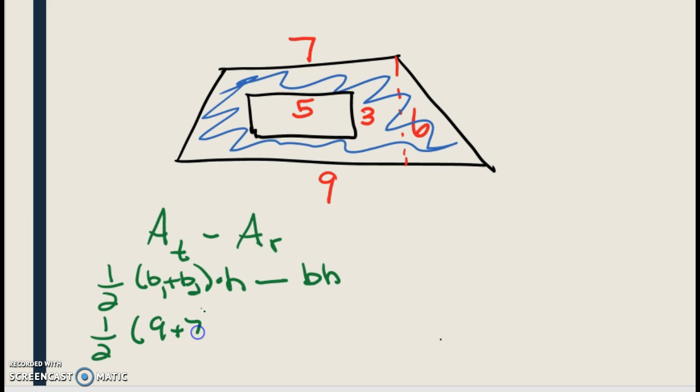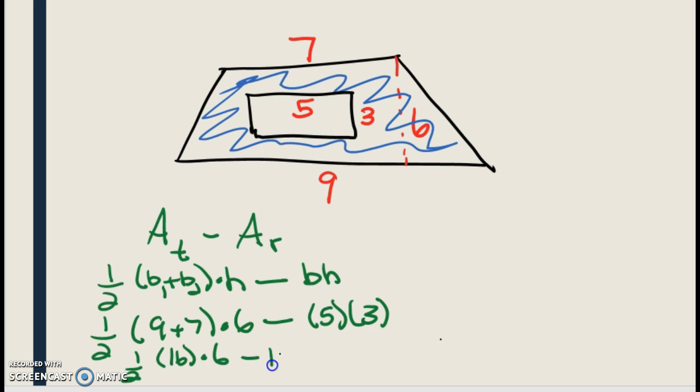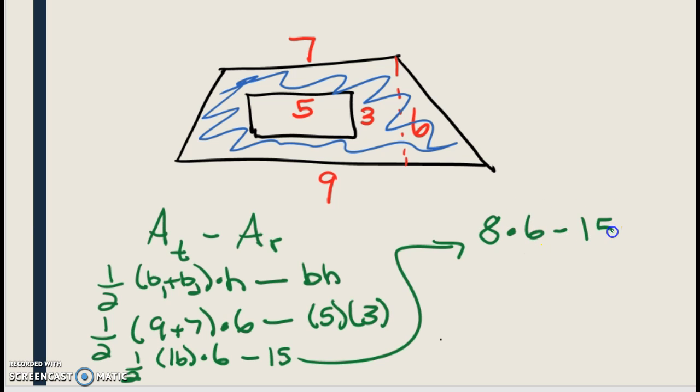So now I plug in what I know. Base 1 is 9, base 2 is 7, my height is 6, minus 5 and 3. So I have 1/2 times 16 times 6 minus 5 times 3, which is 15. Now I'm going to draw an arrow over here. 1/2 of 16 is 8 times 6 minus 15. 8 times 6 is 48 minus 15. That is going to give you, let's see, 33 units squared as your final answer.